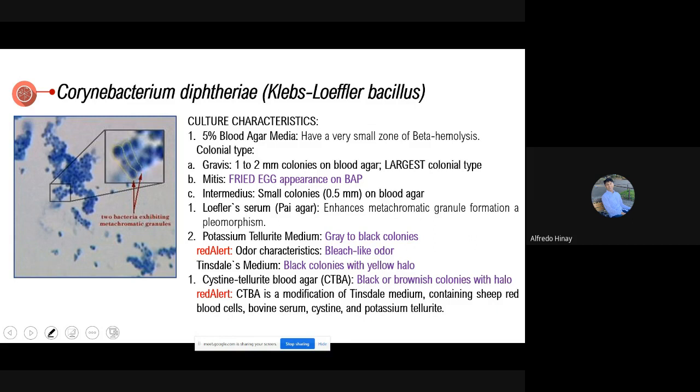Yung sagot naman natin, class, is Metis na kaagad. Kaya, kinhighlight ko na lang din yung iba. You have your Gravis at saka Intermedius. Baka yun naman yung itanong, diba? Hindi Metis. So, dapat ready na tayo, class.